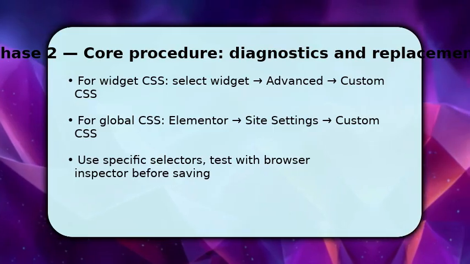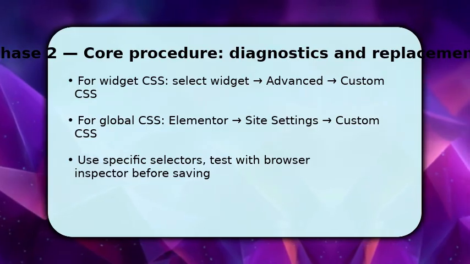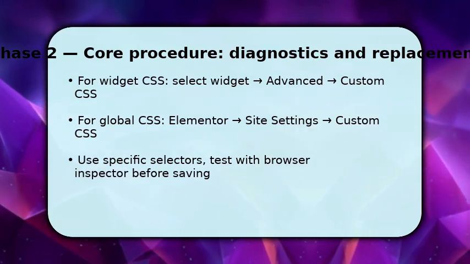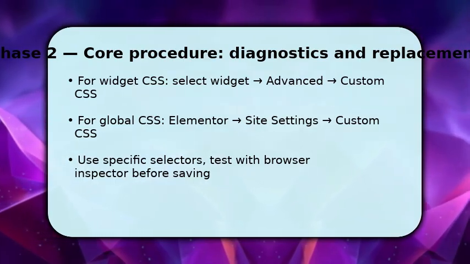Use clear, specific selectors to avoid unintended overrides and prefix with Elementor widget or your theme class when needed. Once you paste code, make small edits and preview. This helps you verify behavior.